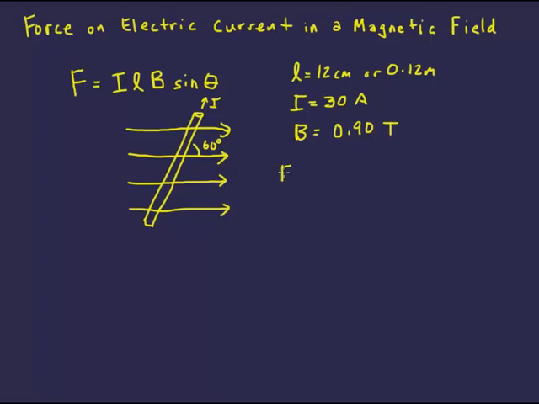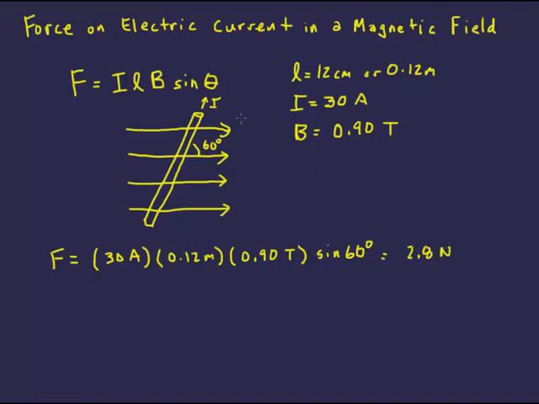So the force would be the current, 30 amps, times the length of 0.12 meters, times the magnetic field strength, 0.90 Tesla, times the sine of 60 degrees. That would come out to 2.8 newtons.